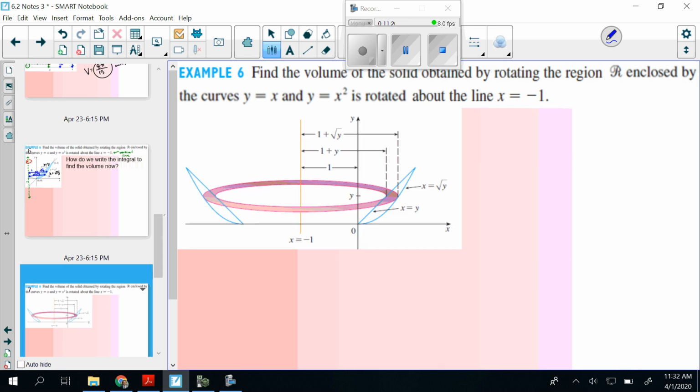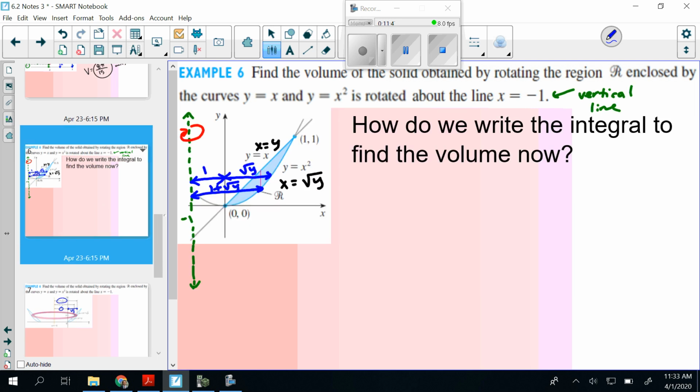Okay, here's another way of seeing it. We know this distance is 1. We know this distance here would be the square root of y, and so that total distance here would be 1 plus the square root of y. Now we want to do that same thing with the inner radius. The distance from here to here would be y. The distance from here to here would be 1. So the total distance would be those added together, 1 plus y.